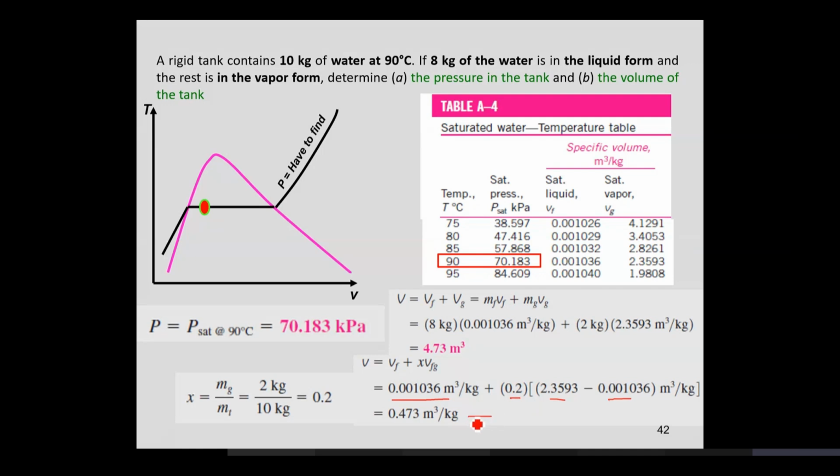Once you know the specific volume of the mixture, can you find out the total volume? Multiply by 10. Yes, you will multiply it by the total mass. So specific volume multiplied by the mass would give you the total volume of your system. So this is the total volume of your system. Clear?